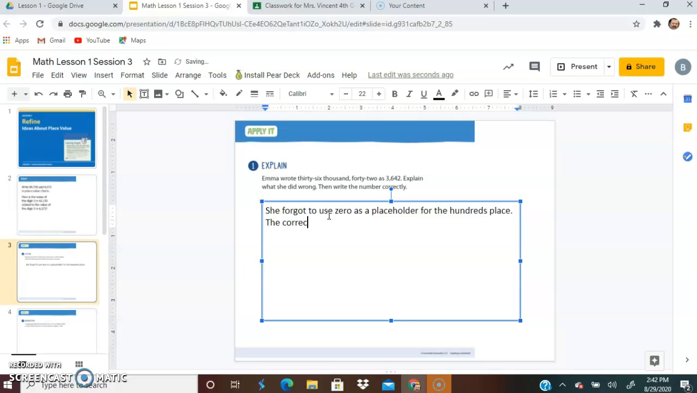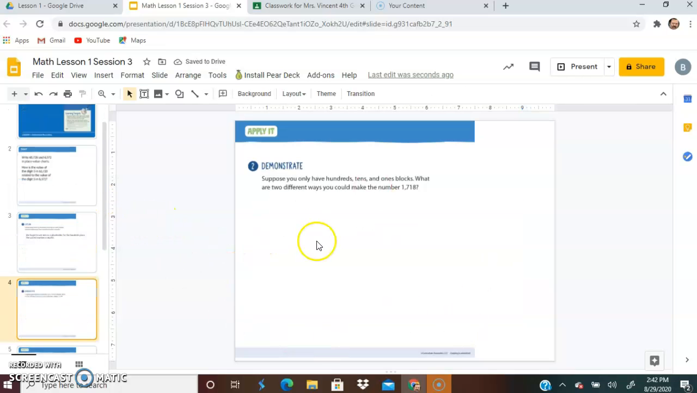The correct number, because you had to tell both what she did wrong and what the correct number should be, is, make sure you wrote it like this, 36,042. And you would read it as 36,042. Okay, hit pause. Okay, guys, welcome back.